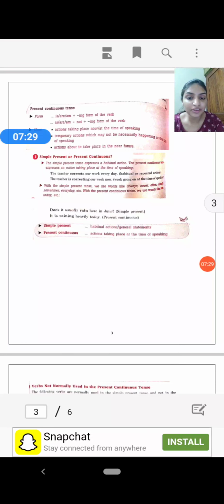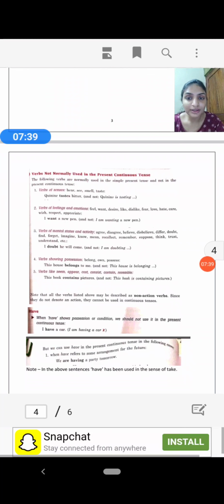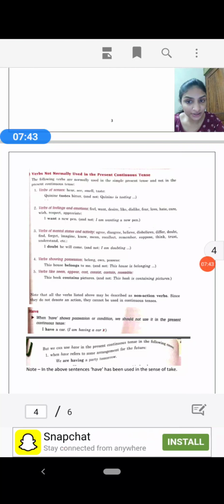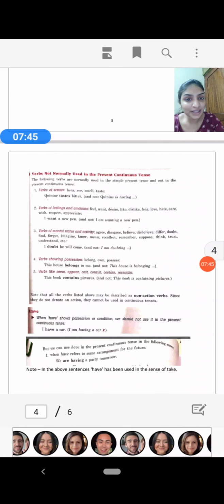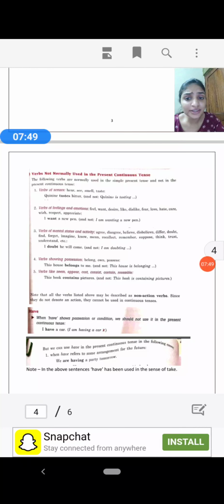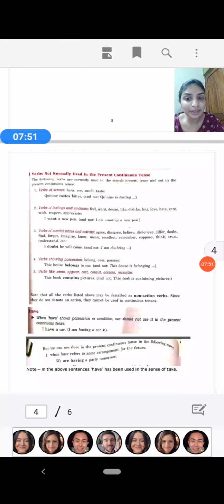Then we have given the simple present and present continuous: habitual action, general statements, actions taking place at the time of speaking. Then verbs not normally used in present continuous tense. Okay, there are some examples. Verbs of senses: hear, see, smell.